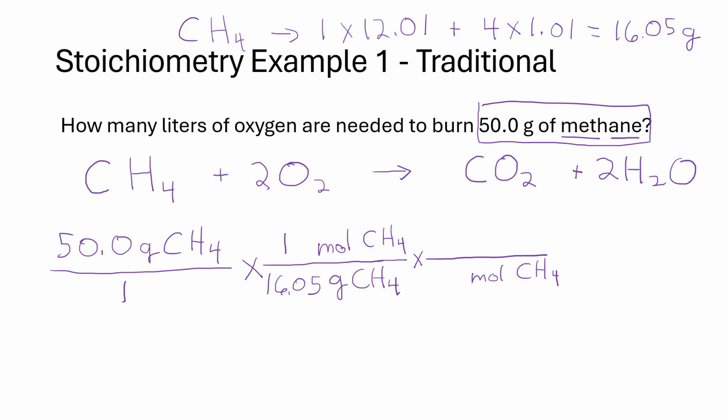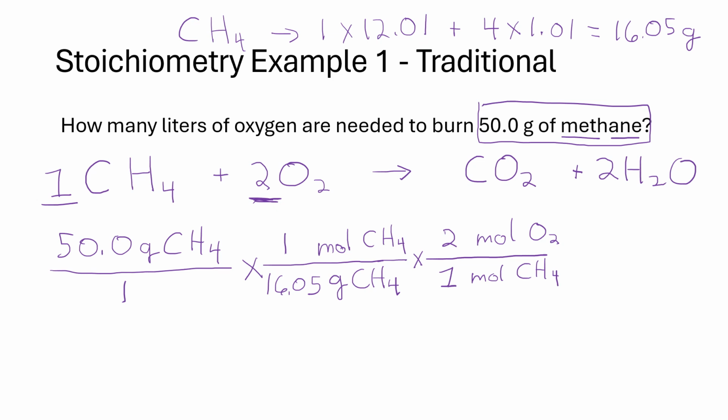We are trying to find oxygen, so it's going to take us to moles of oxygen. This is interpreting the coefficients of the balanced equation in terms of moles. So we have 1 mole of methane for every 2 moles of oxygen. So we just converted chemicals.